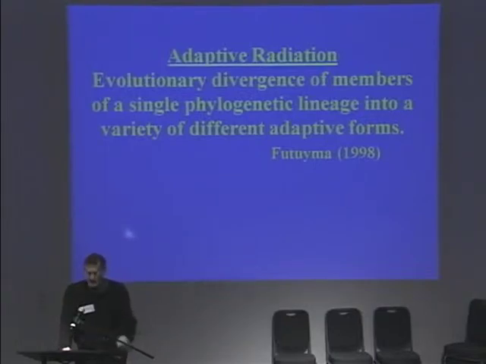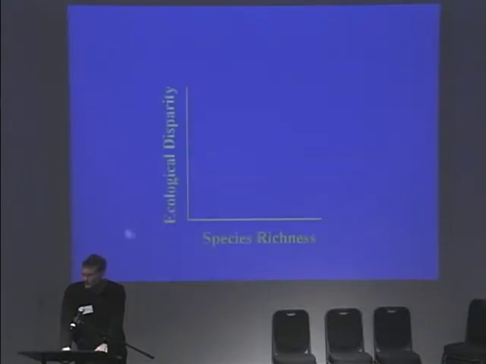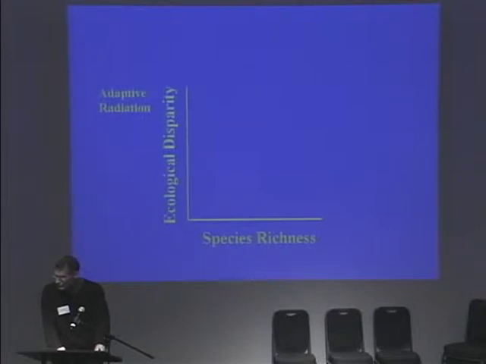Now, a second aspect of this definition is it doesn't include anything about species richness. When we think about evolutionary radiation, there are actually two axes of importance. The first is the ecological variety of forms produced in the radiation, what has been termed disparity. And adaptive radiation refers to those groups that are exceptionally disparate in terms of their ecological variety.